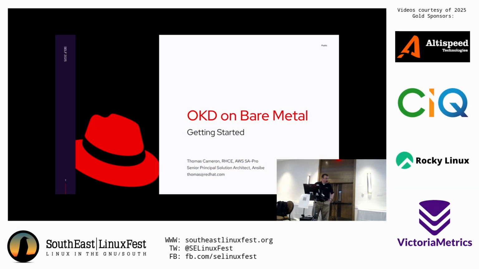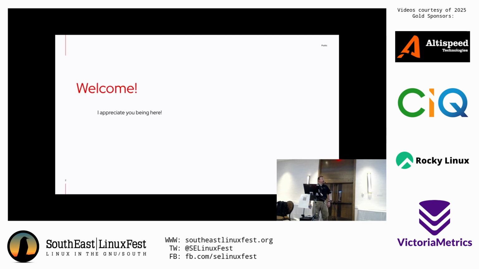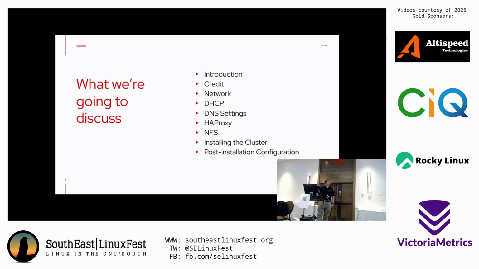Okay. Well, welcome everybody. My name is Thomas Cameron. I am a senior principal solution architect at Red Hat. I actually work with Ansible primarily, automation, but I really enjoy playing around with other stuff, which is why earlier today I did a presentation on Red Hat Satellite, and now I'm going to do OKD because I'm a big old nerd and I don't get out much. So thank you for being here.